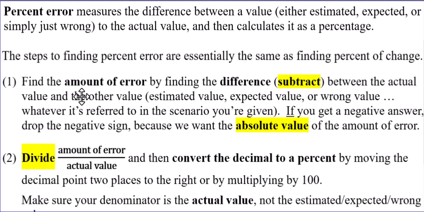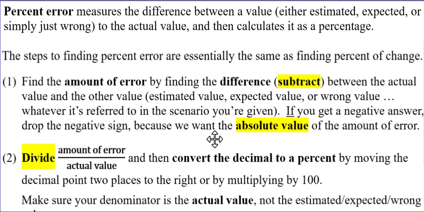Same things here. Step 1, find the amount of error by finding the difference, which does mean to subtract, between the actual value and the other value. Now, the other value might be an estimated value, might be an expected value, might just be simply a wrong value. Whatever it's referred to in the scenario you're given could depend on the problem. So you're going to find the difference between those two things, the actual value and this other type of value that they're talking about. If you get a negative answer, you're going to actually drop the negative sign.